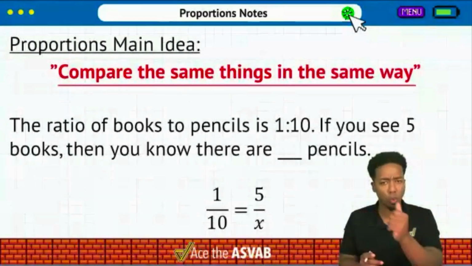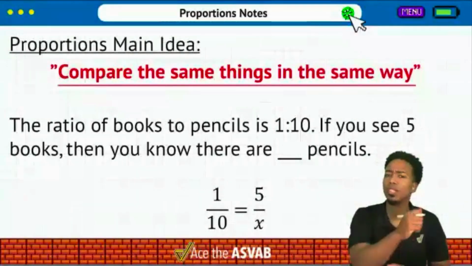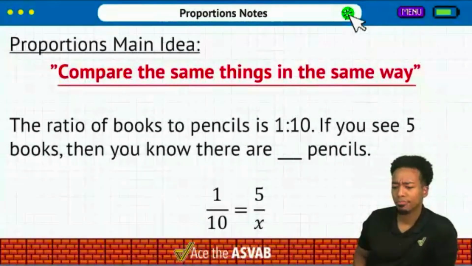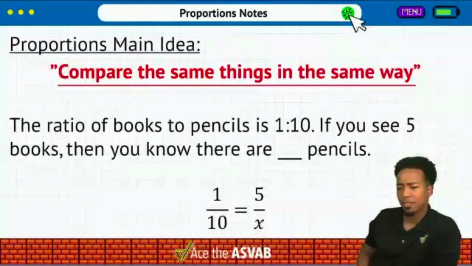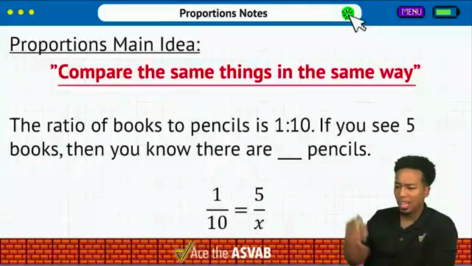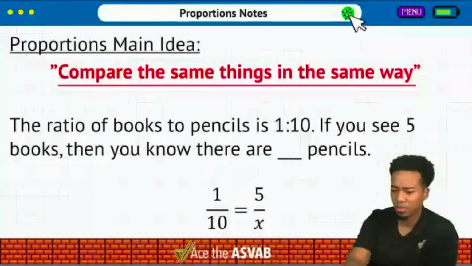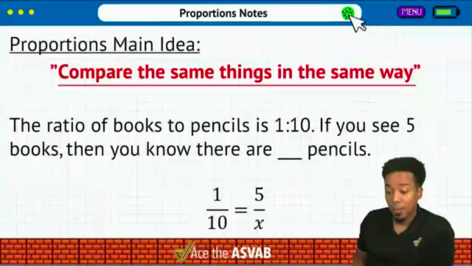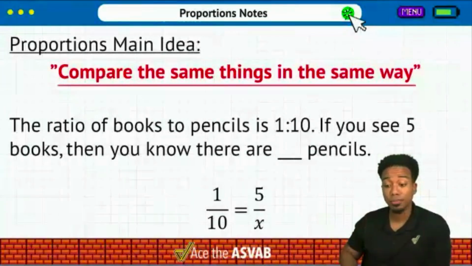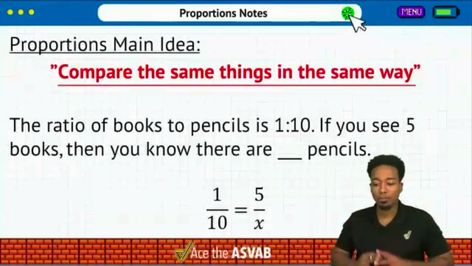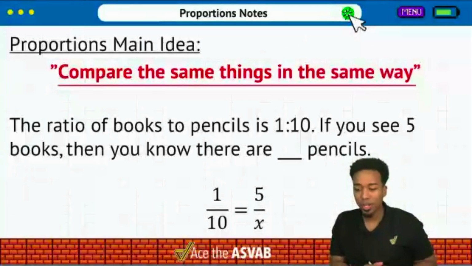Both of them. The 1 represents this, the 10 represents that. And how do you know? Let me know. Let's have this little discussion. What does the 1 represent? What does the 10 represent? And how do we know? Okay, looks like a lot of people here are saying 1 represents the books. Pencils is represented by the number 10. How do we know? Exactly.